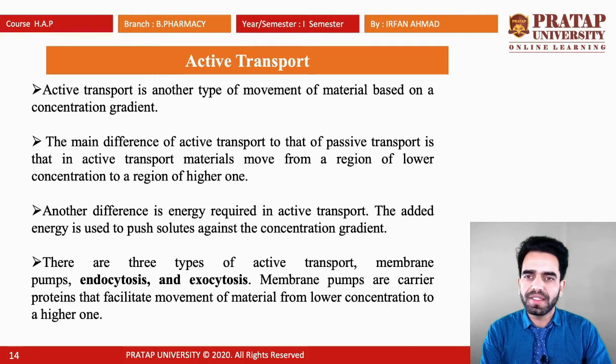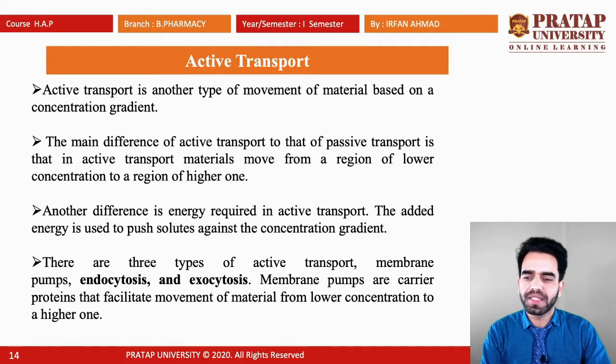Okay, so the energy which is used in active transport is used to push the solutes against the concentration gradient, because we have to go against the concentration gradient. In passive transport, the transport is occurring along the concentration gradient. Here we have to go against it. We have to move the molecules from low concentration to high concentration, so we will need energy to push them up. Okay, so there are three types of active transport. We will discuss that. Membrane pumps, first one. Second one is endocytosis, and third one is exocytosis.